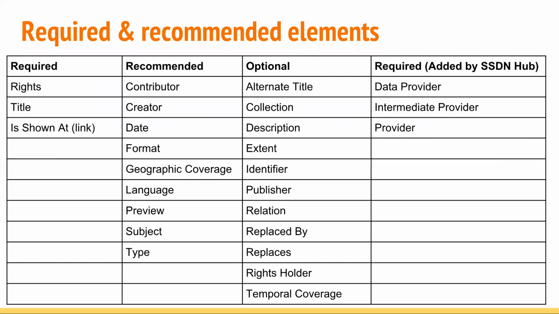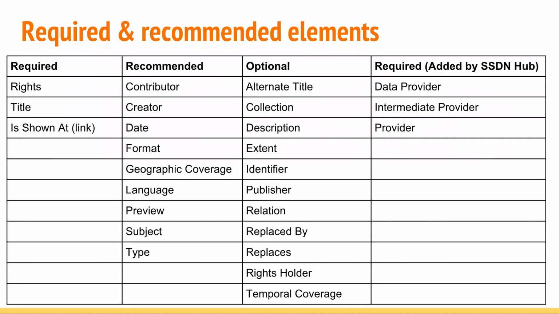Other required and recommended elements include rights statements, title, and also you want to show a link to the object as well. Recommended elements include contributor, creator, date, format, geographic coverage, language, preview, subject, and type. Optional elements include an alternate title, collection, description, extent, identifier, publisher, relation, replaced by, replaces, and rights holder.